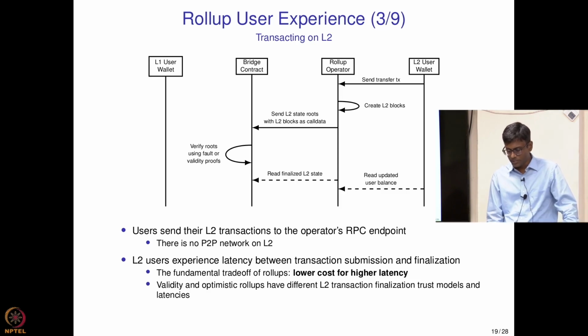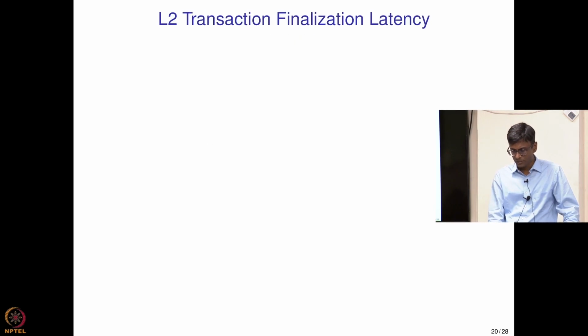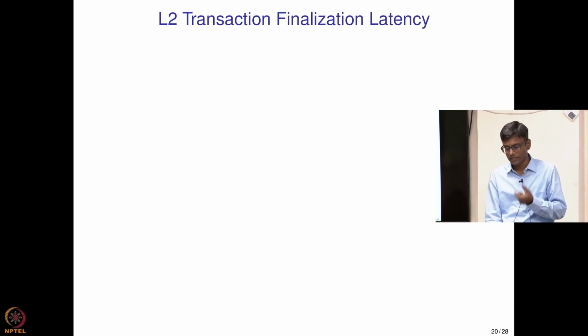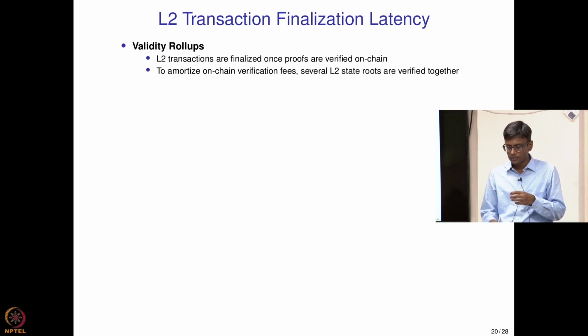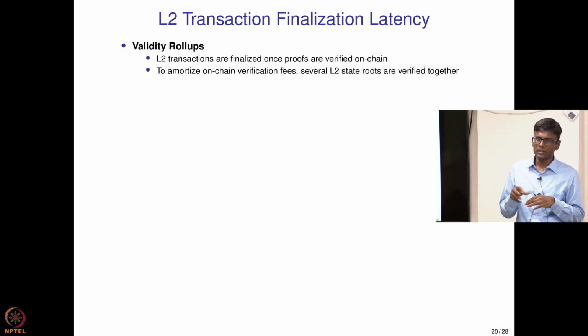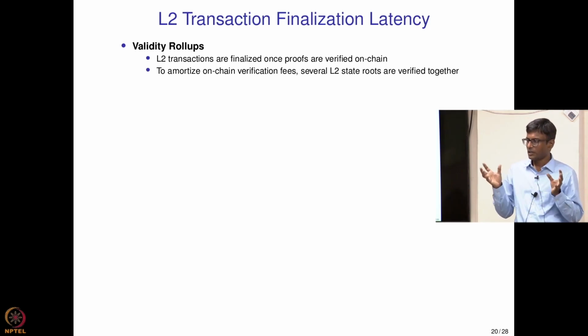Validity and optimistic rollups have different L2 transaction finalization trust models and latency. So how long does it take to finalize a layer 2 transaction? It's different for validity rollups and optimistic rollups. For validity rollups, the layer 2 transactions are finalized once the proofs are verified on chain. So how long does it take to verify a proof on chain? Anything you do on chain, by on chain I mean on Ethereum mainnet on layer 1, costs money. So to amortize the on chain verification fees, several layer 2 state roots will be bunched together and verified together.